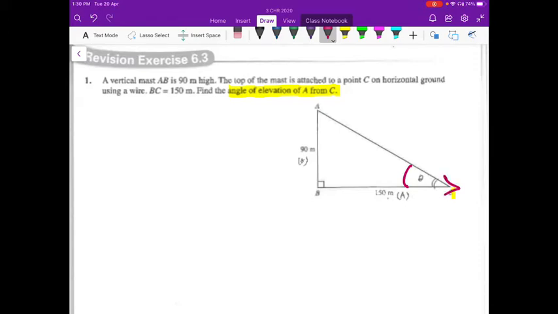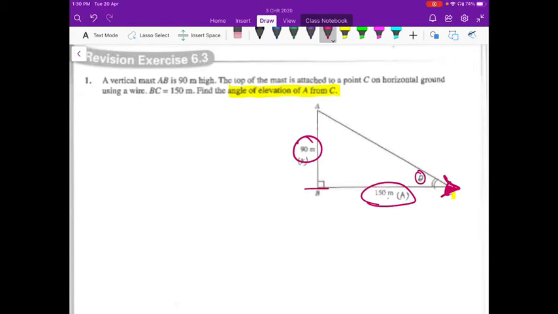Okay, so from C, so your eye over here, you always look horizontally, and now you look up to point A. From horizontal, look up. So that is the angle of elevation. Now, all that's left to do is identify the trigo ratio to use. I want to find angle theta. I'm given 150 meters, I'm given 90 meters. So which trigo ratio should we be using?